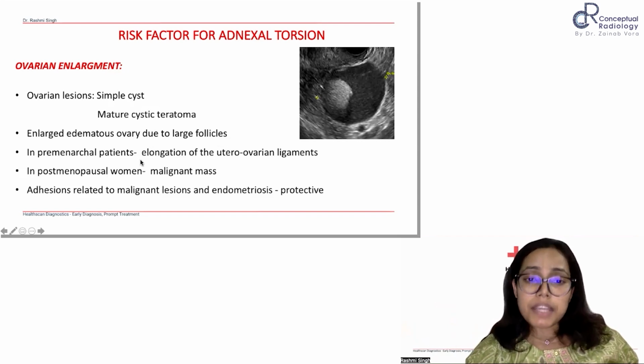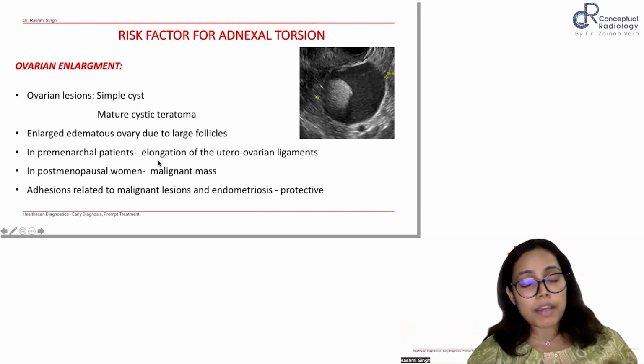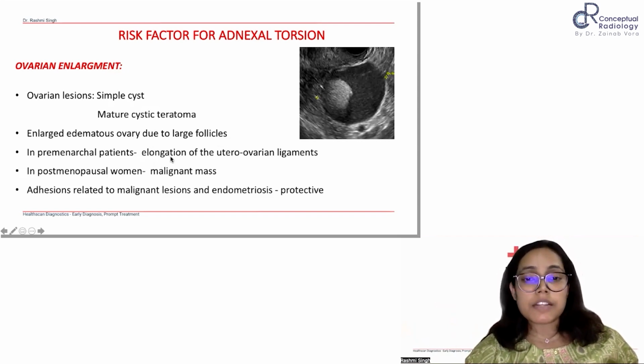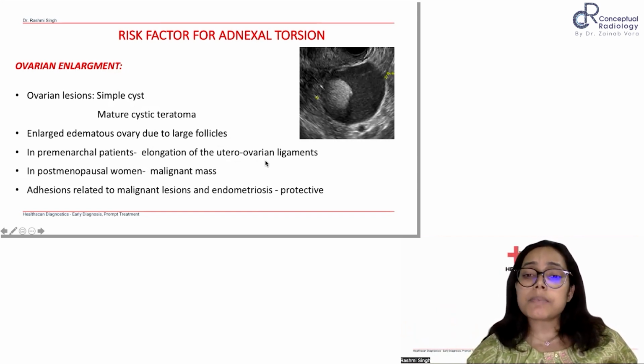In the pre-menarche age group, in young patients and children, it is because of elongation of the utero-ovarian ligaments, because these are the suspensory ligaments. If they are elongated, they have a longer length to get twisted, so they also result in ovarian torsion.